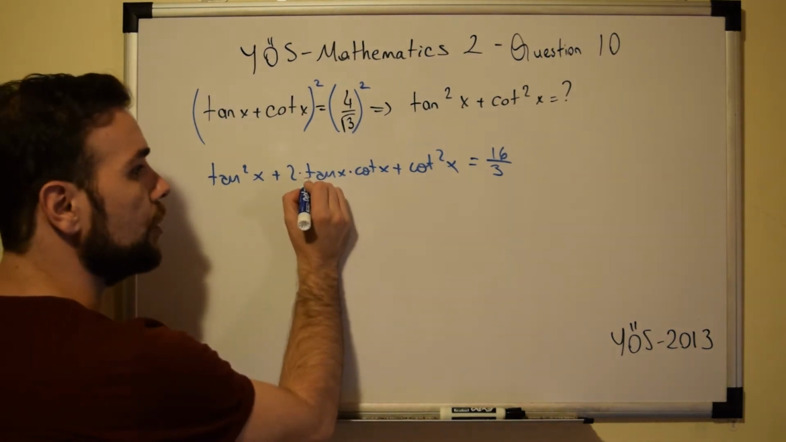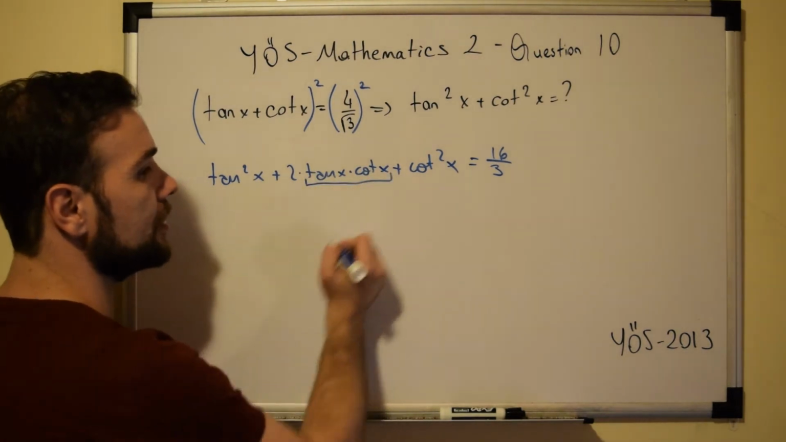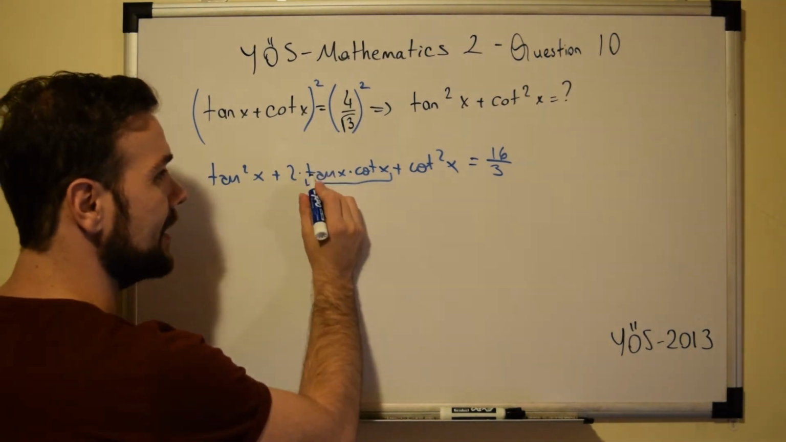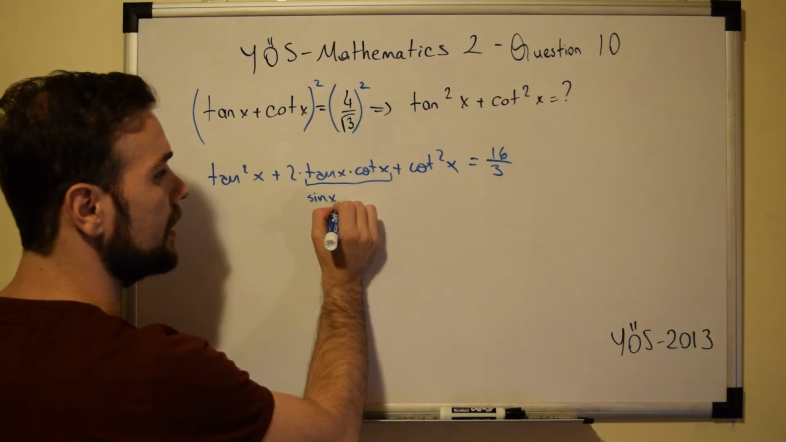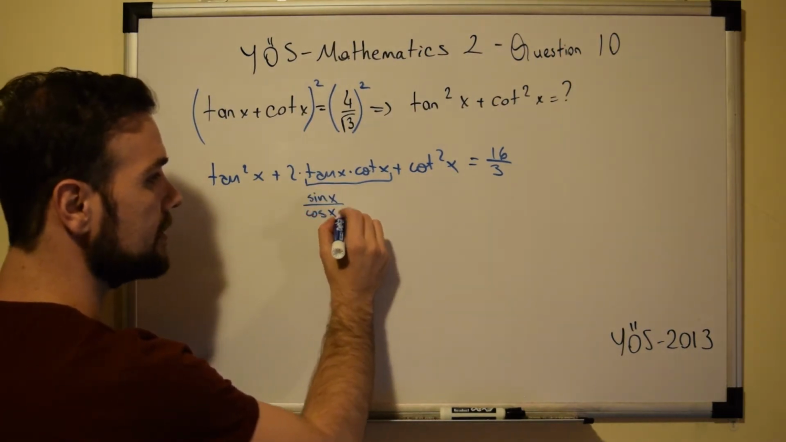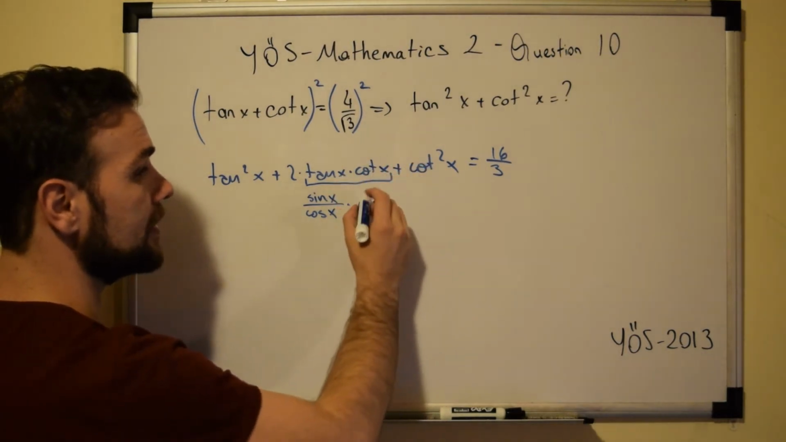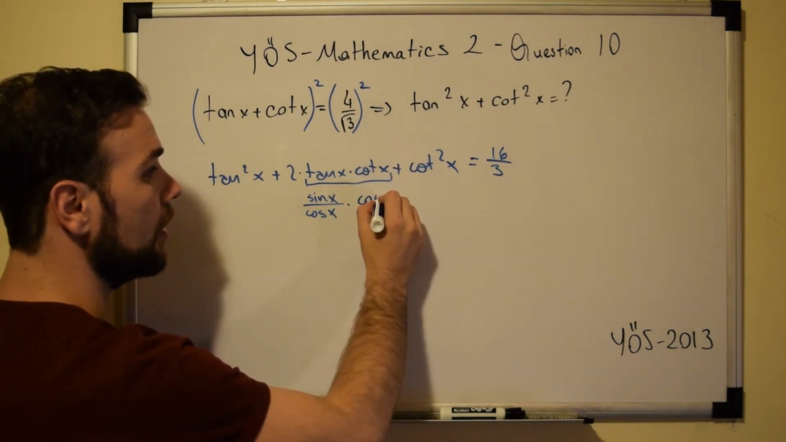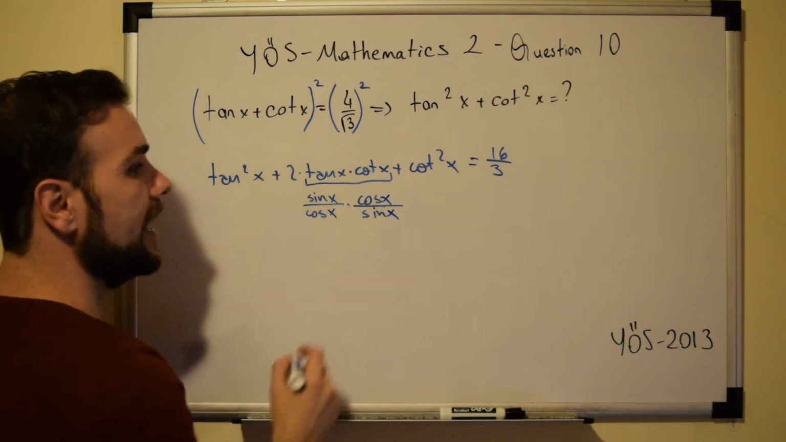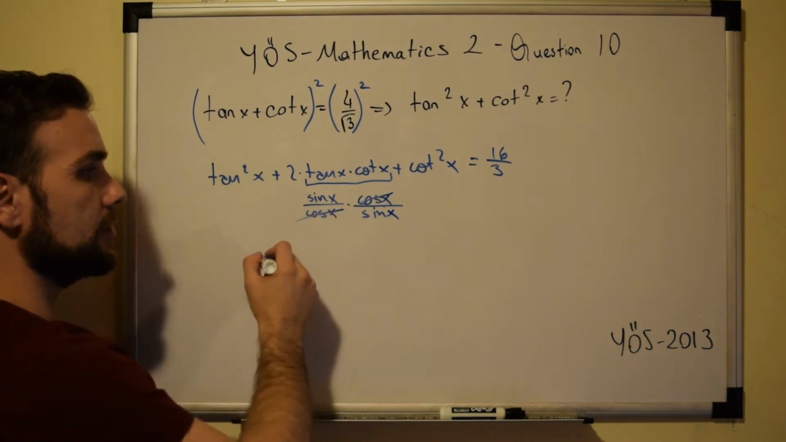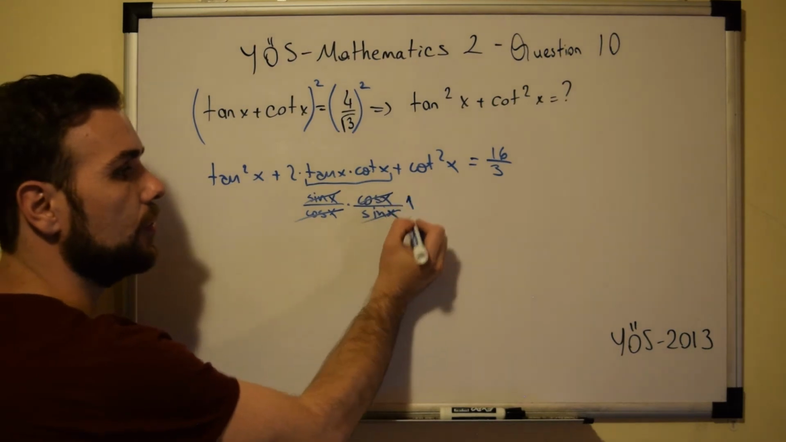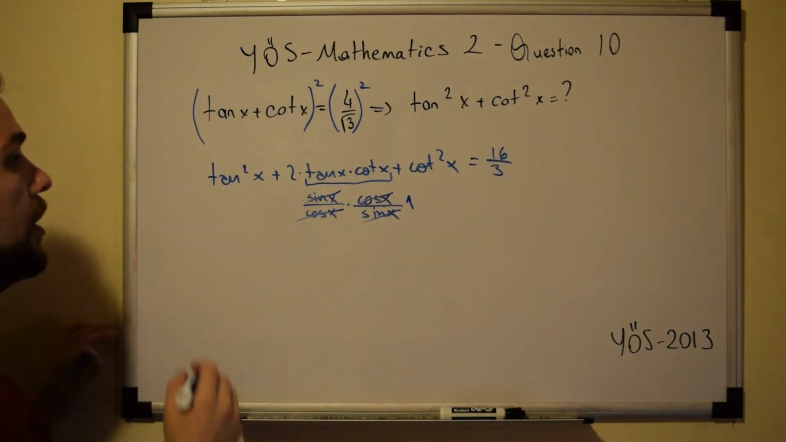Now, what do we know? Tangent of x times cotangent of x is always equal to 1. Why is that? Because tangent of x is always equal to the sine of x over cosine of x, and cotangent of x is always equal to cosine of x over sine of x. As you can see, cosine of x cancels with cosine of x, and sine of x cancels with sine of x, so all this gives us the value of 1. So what does that mean?